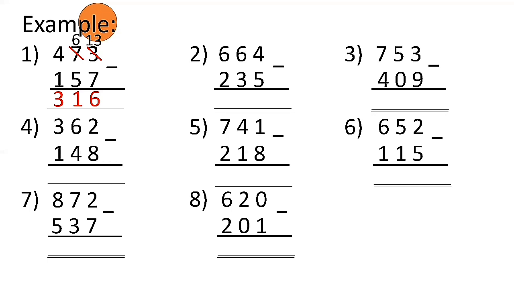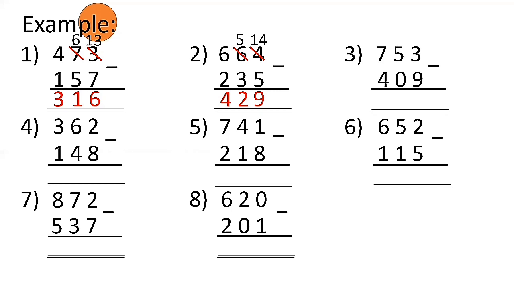Number 2, 664 minus 235. We cannot subtract 4 by 5, so we need to borrow in the tens place. Cancel 6 becomes 5. 4 becomes 14. 14 minus 5, that is 9. 5 minus 3, that is 2. And 6 minus 2, that is 4. So our answer is 429.